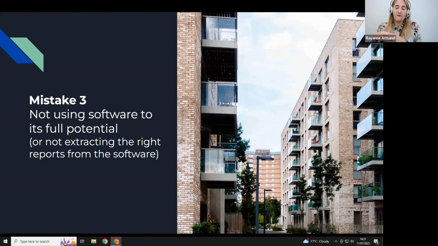So if it's important to them to know what's been spent on lift maintenance, make sure that cost is separately itemized in your bookkeeping so that it can then be separately itemized on the service charge accounts. Okay, so bits of information that are captured in a certain way will impact how they're able to be reported on the service charge accounts.